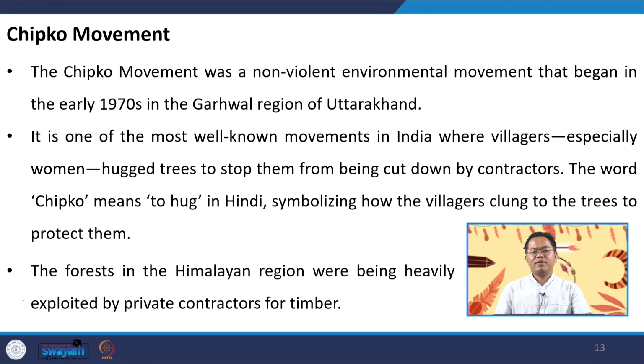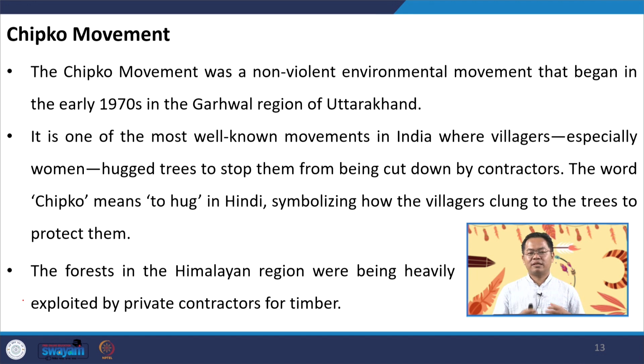So the Chipko movement was a non-violent environmental movement that began in the early 1970s in the Garhwal region of Uttarakhand. And like I said, there is no denying that it is one of the most well-known movements in India, where villagers, especially women, hugged trees to stop them from being cut down by contractors. And the word Chipko here means to hug in Hindi, symbolizing how the villagers cling to the trees to protect them.